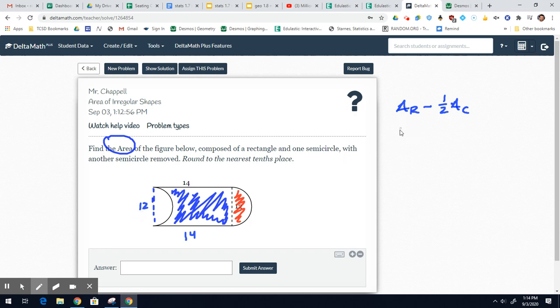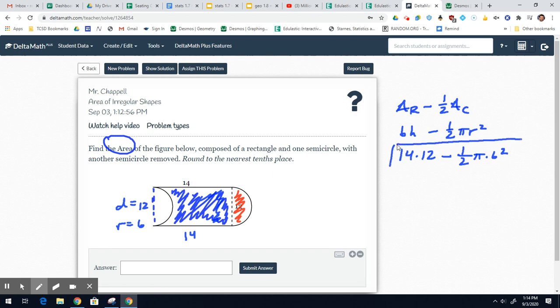Okay, so the area of a rectangle is base times height. Let's call the base 14 and the height 12. That's going to be minus half the area of a circle, which is pi r squared. So this 12 is the diameter, so the radius is half of that, so that's 6. So this would be minus 1/2 pi times 6 squared. So whatever this comes out to be, that's this blue shaded region. Okay, so I'm going to leave that alone for a second. We'll type that into Desmos later.